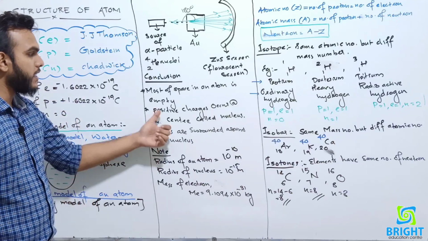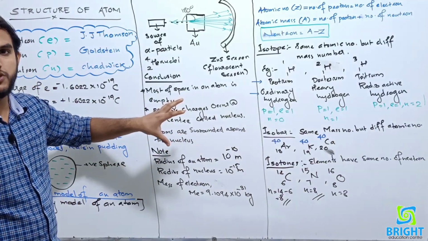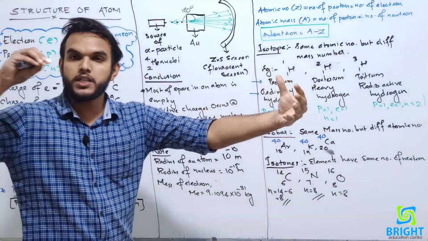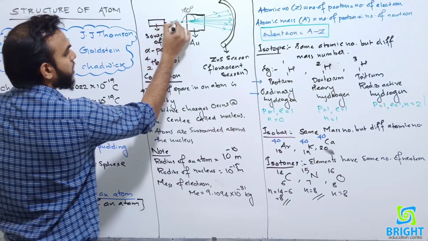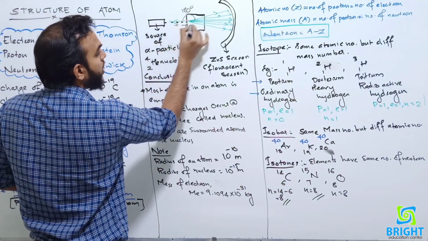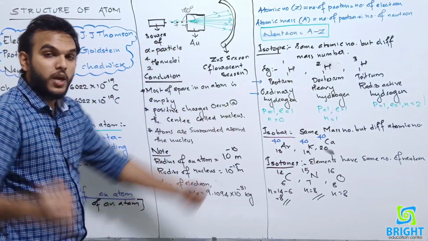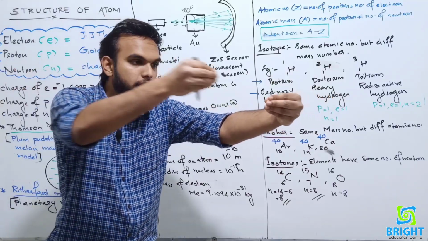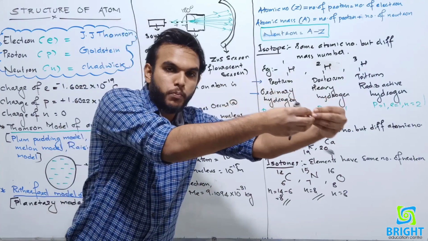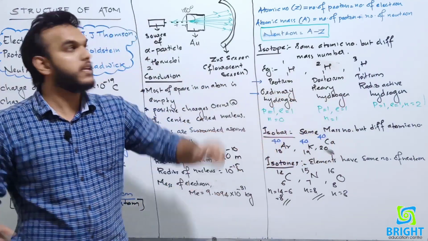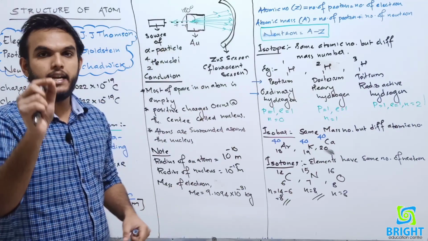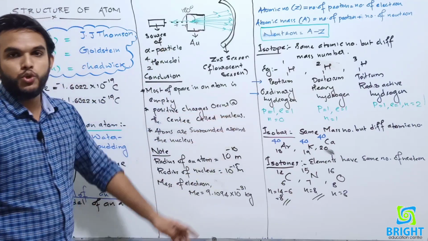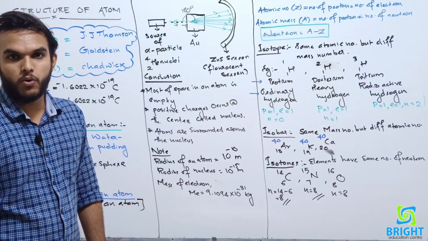The second point is that the positive charge occurs at the center. The alpha particle is positively charged, and the nucleus is also positively charged, so there is a repulsion. When an alpha particle directly hits the positive charge, because of the repulsion, it turns back at an angle of 180 degree. Therefore, the positive charge occurs at the center, called the nucleus.